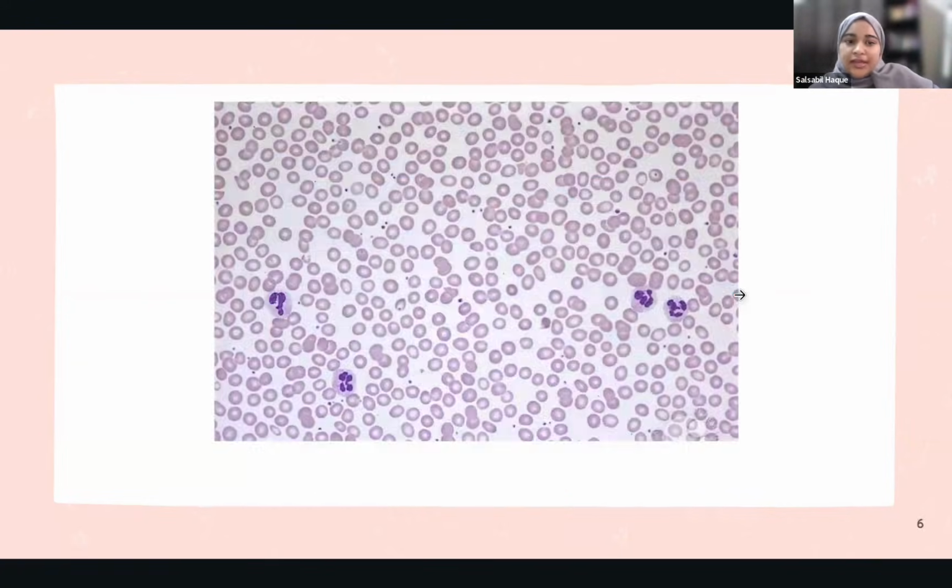Okay, so now can anyone tell me what is wrong with this? This is a peripheral blood smear. Hypochromic. Hypochromic, okay. Yes, it might appear hypochromic. However, sorry, I shouldn't have said yes. This is actually a normal peripheral blood smear.